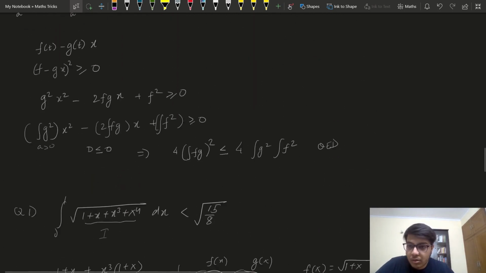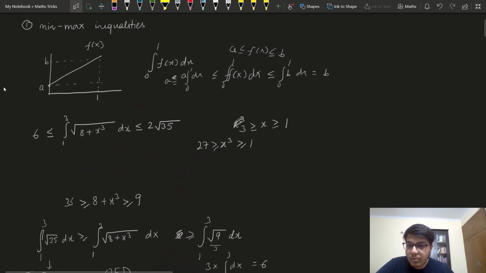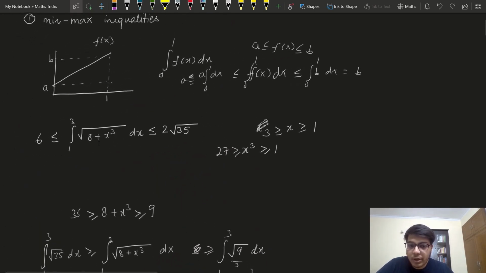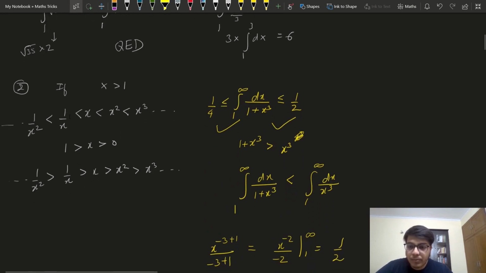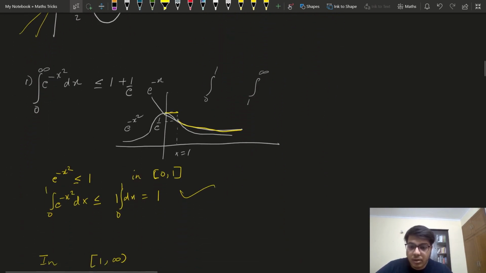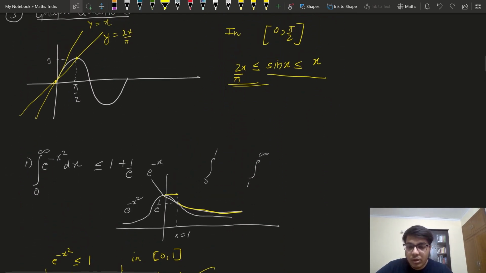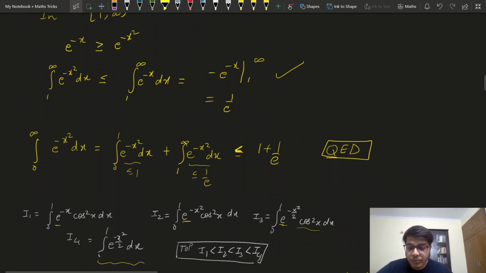So let's revise quickly once. First we saw minimum and maximum inequalities, which is basically taking the limit of the function and integrating on that, and then the comparison of basic inequalities. Then we saw some graphs and graph questions. Remember the graphs of e raised to x minus x, x square minus x square and so on. They are very useful.